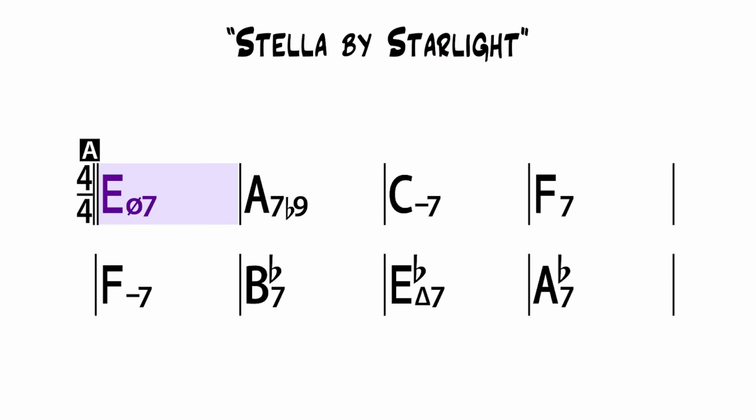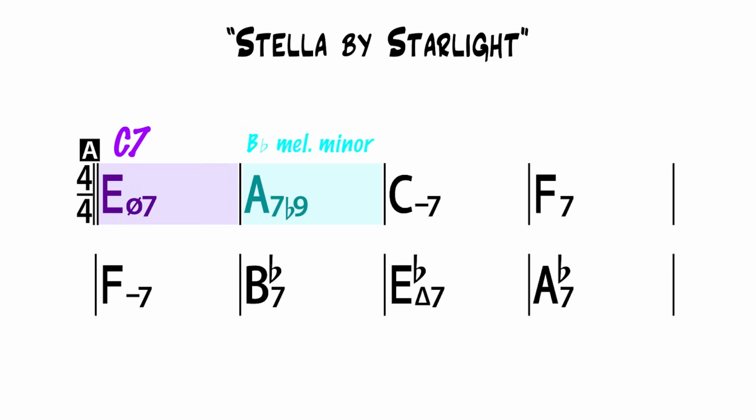So you can make soloing in any tune either really simple with these concepts or a little more complex with some fun experimentation. Let's use Stella by Starlight, for example. Here are the changes. For this E half diminished 7, we could think E Locrian, or we could just play our C7 language. For the next chord, A7 flat 9, let's make it altered, which means we need to use our B flat melodic minor language.